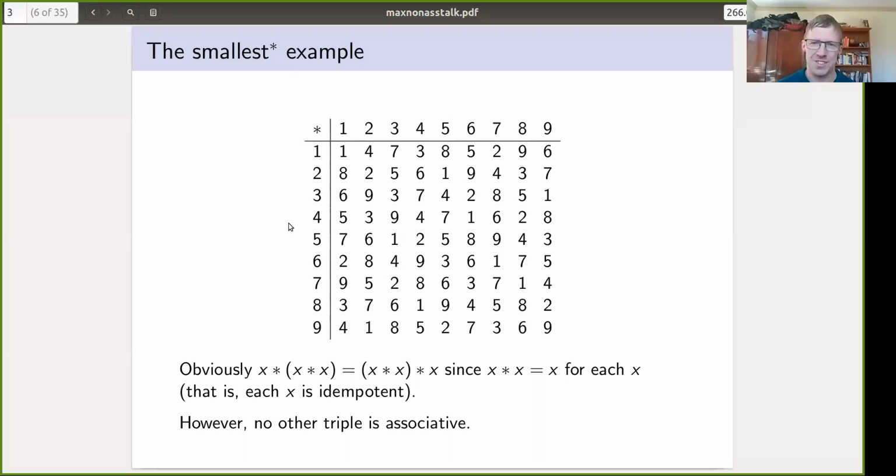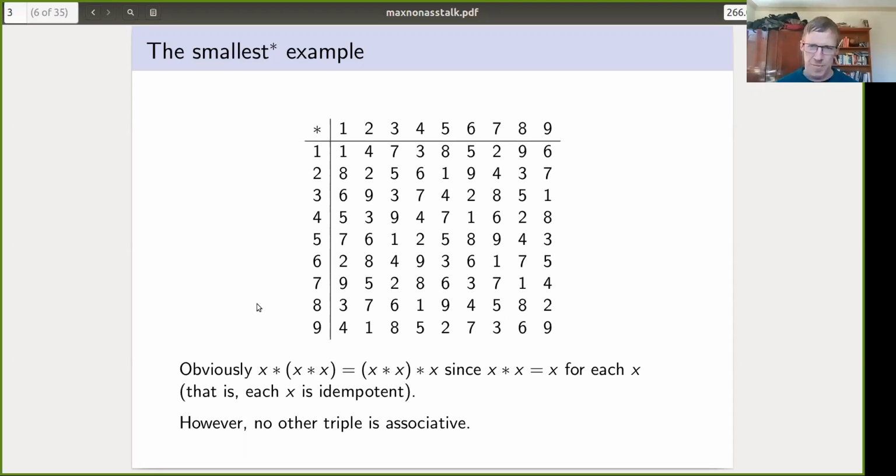non-associative quasigroup. I invite you all to choose some triple of elements and multiply them with the different bracketings, and check that you get different answers, unless you chose triples where all of the elements were equal. It's obvious that this particular quasigroup is idempotent, meaning that x times x is always x. For that reason, you will have associative triples x, x, x. My claim is that no other triple is associative in this case.